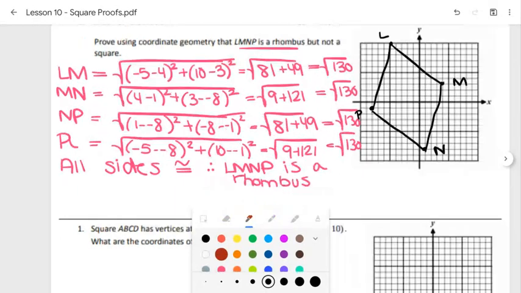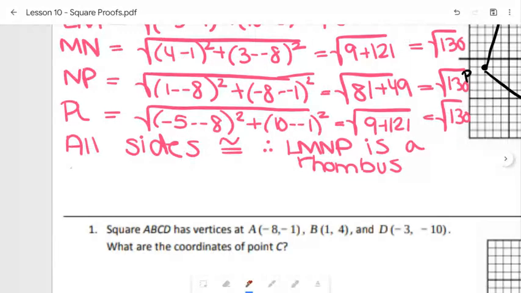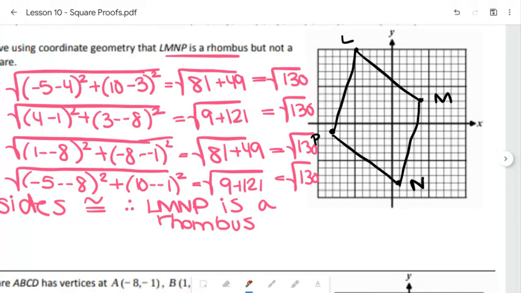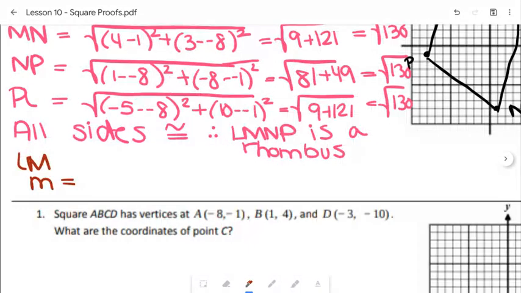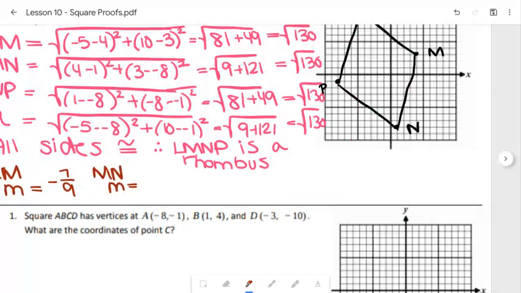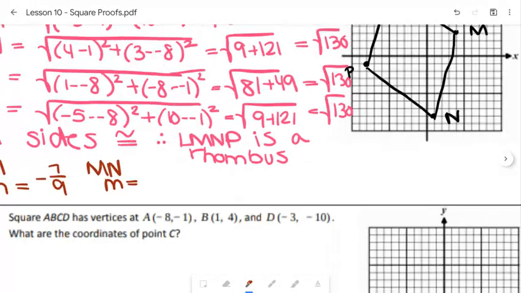So we can easily show there's no right angles by looking at the slopes. So I'm going to look at LM. If I look at that slope here, I'm talking down 7 over 9. And if I look at the side next to it, MN, when I look at that slope, now I'm going up 11 over 3.